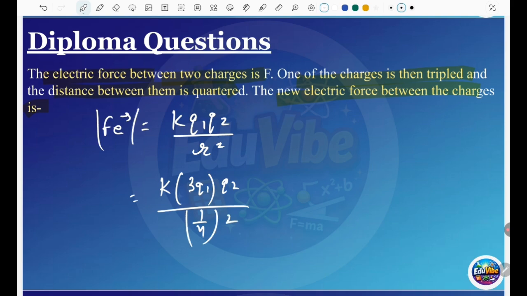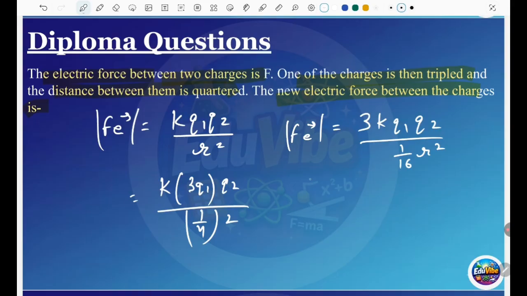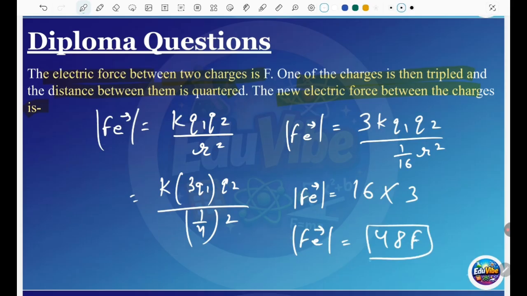So if it's quartered and you have to find what Fe is equal to, this is k times 3 Q1 Q2 divided by 1/16 r squared. When we take the quotient like that, all of this goes to 1 and that all goes to 1, and then we get 3 divided by 1 upon 16 r squared. When we multiply, this 16 goes over there with the 3 and we get 48, and this is F. So this is 48 times F.